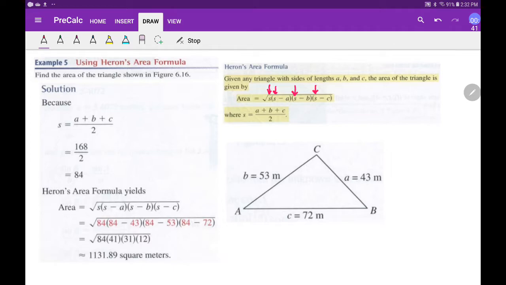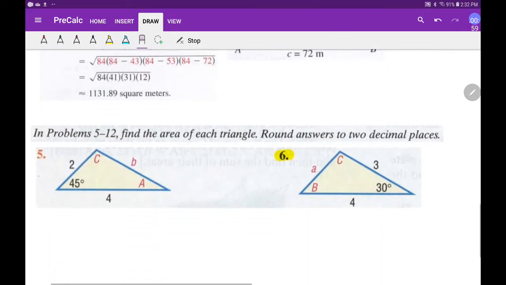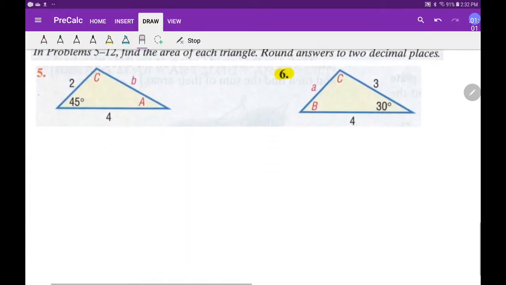And A and B and C, the sides of the triangle, are subtracted from S, and then they're all multiplied together, and that's the area, once I take the square root. It's a little reminiscent of standard deviation or something. I don't know. Anyway, so let's go ahead and do this. We find our S first thing. So S is equal to the sides.